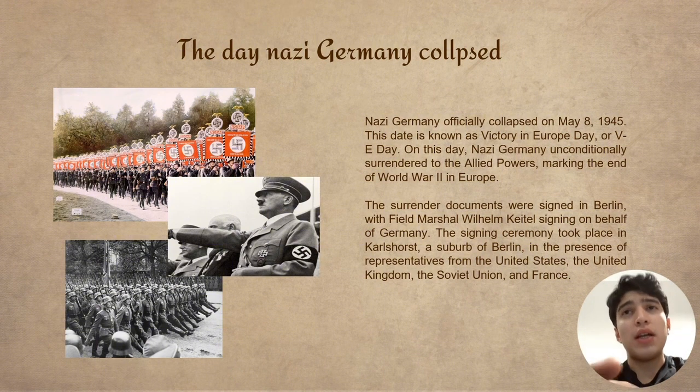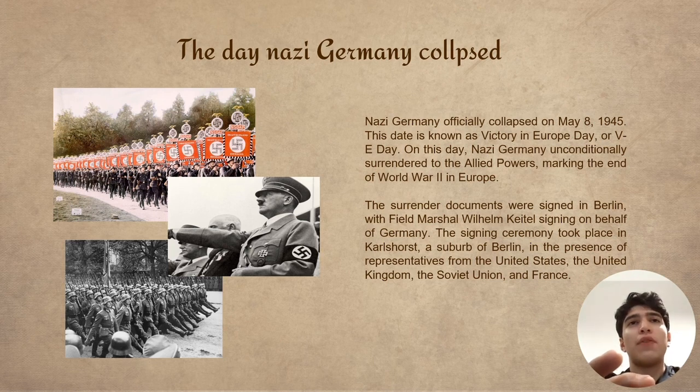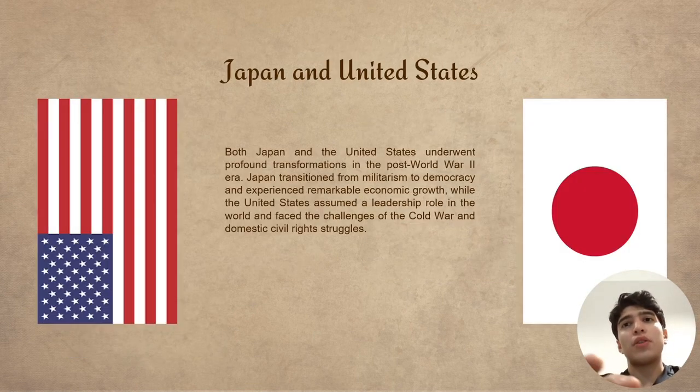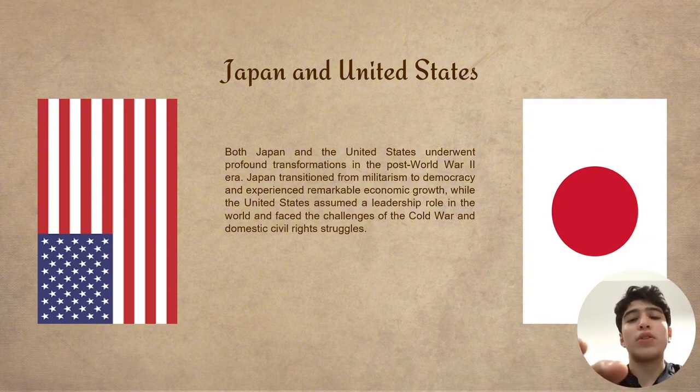Then on May 8, 1945, we have the day in which Nazi-controlled Germany finally collapsed and surrendered. This obviously marked the end of the war in Europe and was also called VE Day.